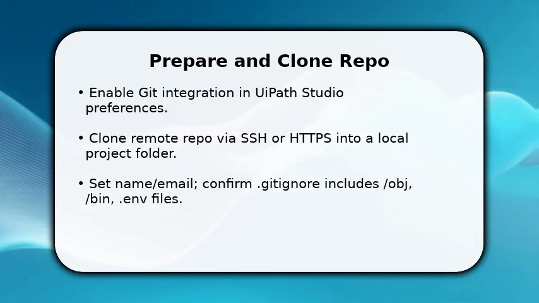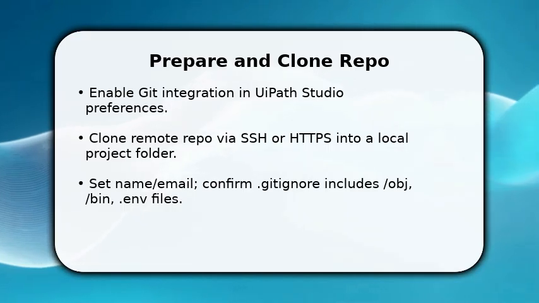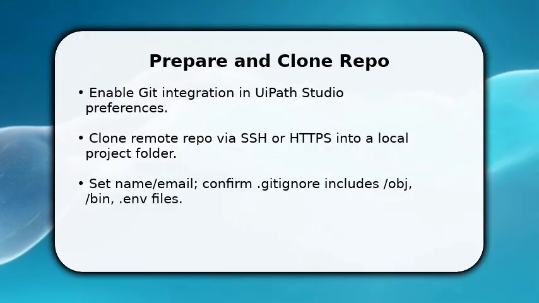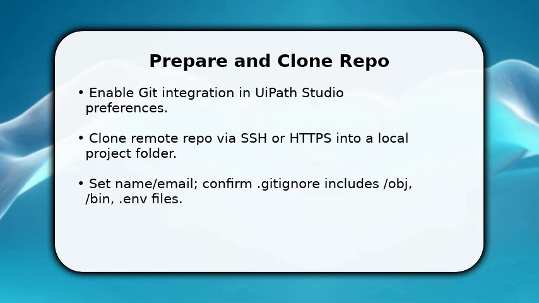You start by enabling Git integration in UiPath Studio and cloning the remote repository into your workspace. Once done, configure your user.name and user.email so commits are traceable. Make sure the project contains a proper .gitignore that excludes build artifacts like /obj and /bin and any secrets. Then open the cloned project in Studio, let it index, and verify the Git pane shows the current branch. This gets you into a reproducible project state, ready for changes.